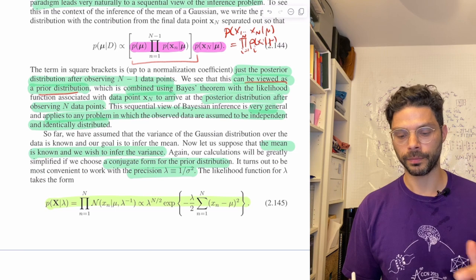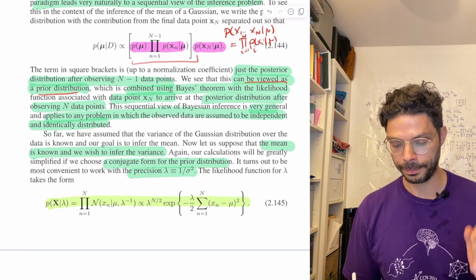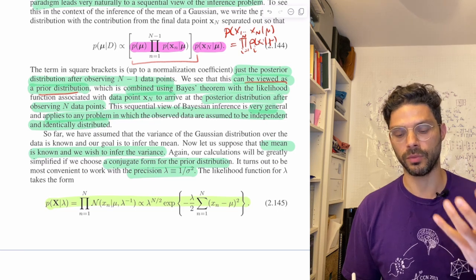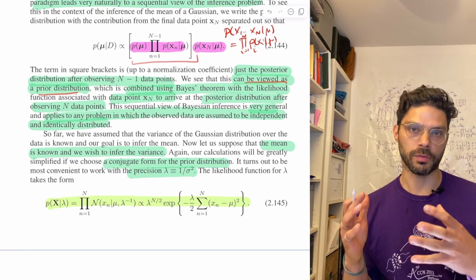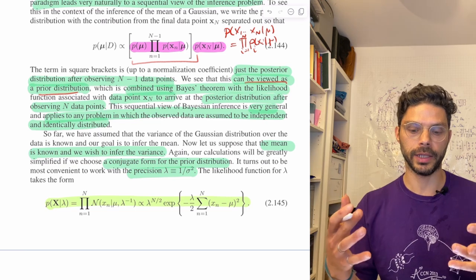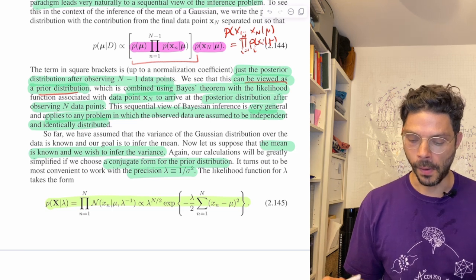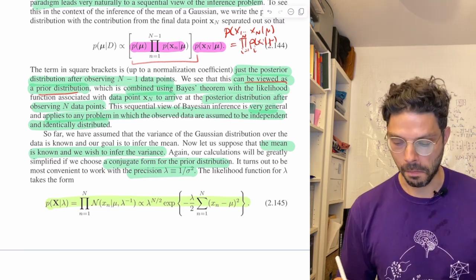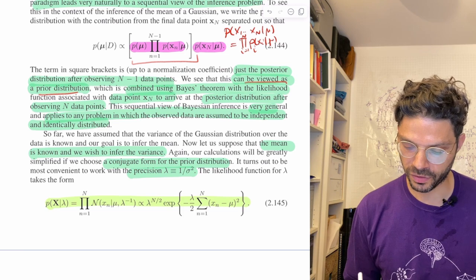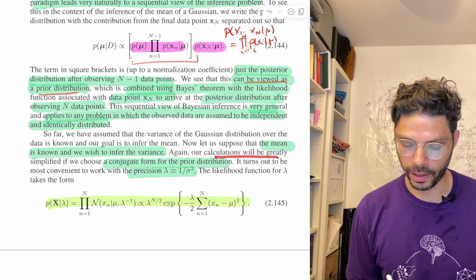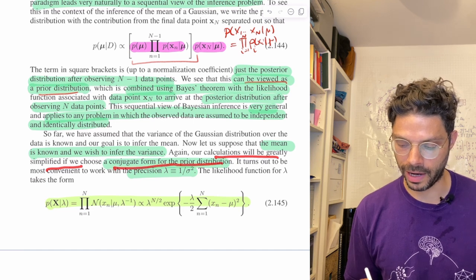And the idea is going to be the same as before. So we need to bring a prior distribution into the game. And the one we're going to use is what's called the conjugate prior. The conjugate prior is such that when you multiply by the likelihood, the posterior is in the same family as the likelihood. So we're going to see how to do that. Okay, so our calculation will be greatly simplified if we choose a conjugate form for the prior distributions.